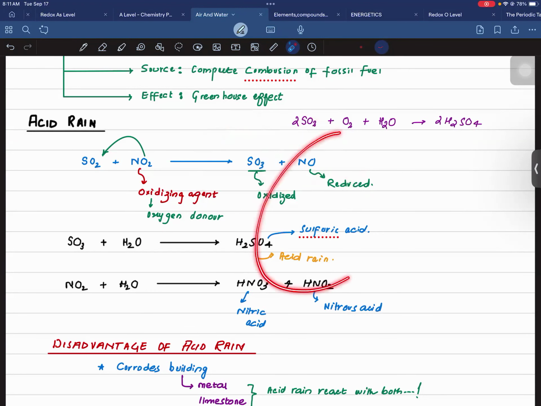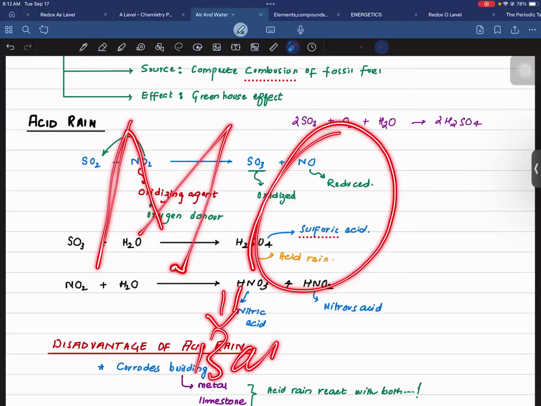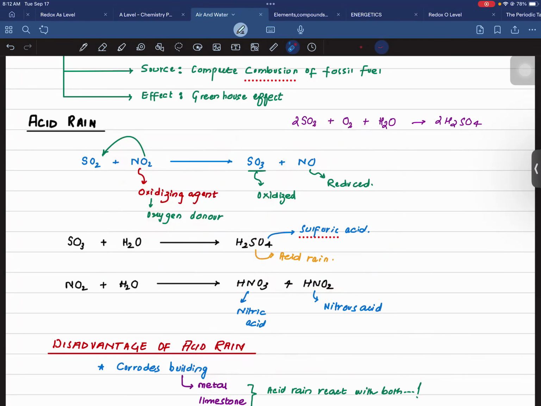When oxygen is combined with any metal, it may be sodium, magnesium, potassium, lithium, or cesium, that would be a basic oxide. But right now I don't want to discuss this. We will discuss it in acids, bases, and salts. Basically, this is an acidic oxide. When it reacts with water, it mixes with water and produces an acidic solution that we call acid rain. So that's why this is the source of acid rain.